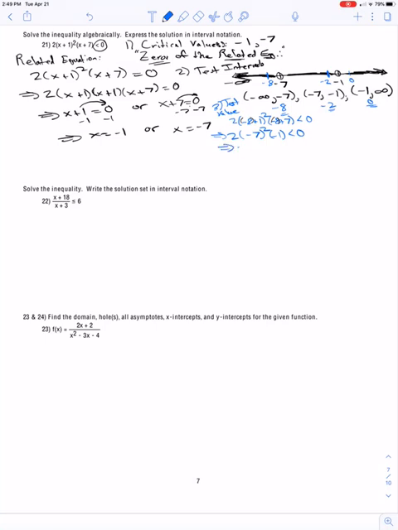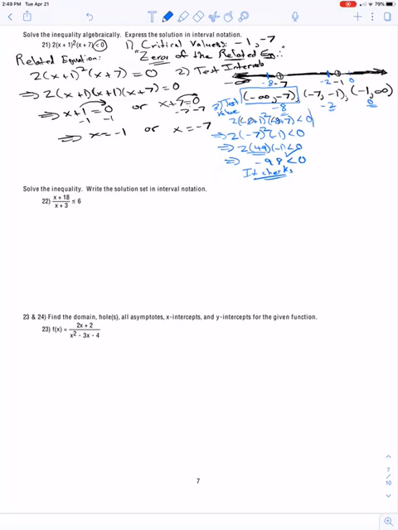As we simplify down, that's 2 times 49, -7 squared, times -1 less than 0. And 2 times 49 is 98. 98 times -1, that's -98. Is negative 98 less than 0? It is. It checks. It's a solution. So that means all values of x less than negative 7 are in the solution set.